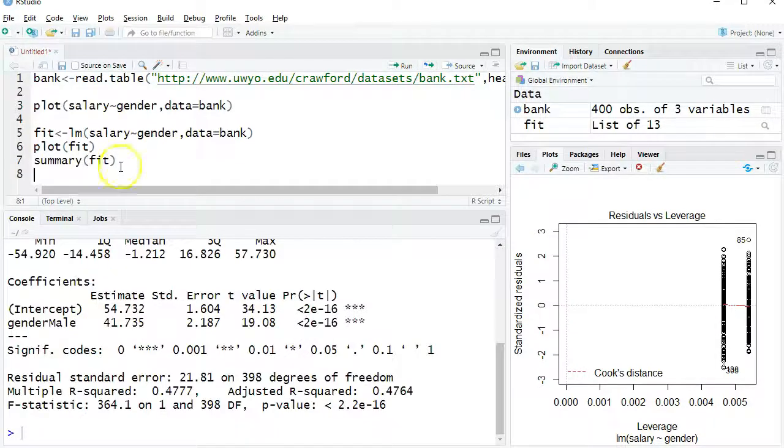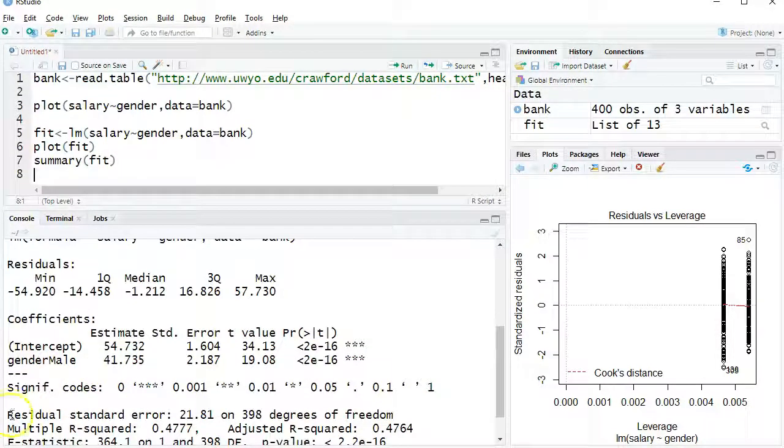Look at our output, and here we see the gender effect right here. And you'll notice we only have male listed. Female doesn't need to be listed because this talks about if we change from female to male, is there a difference? And the small p-value here says, yes, there most certainly is. That tells us there is a difference in the means between these 2 genders.